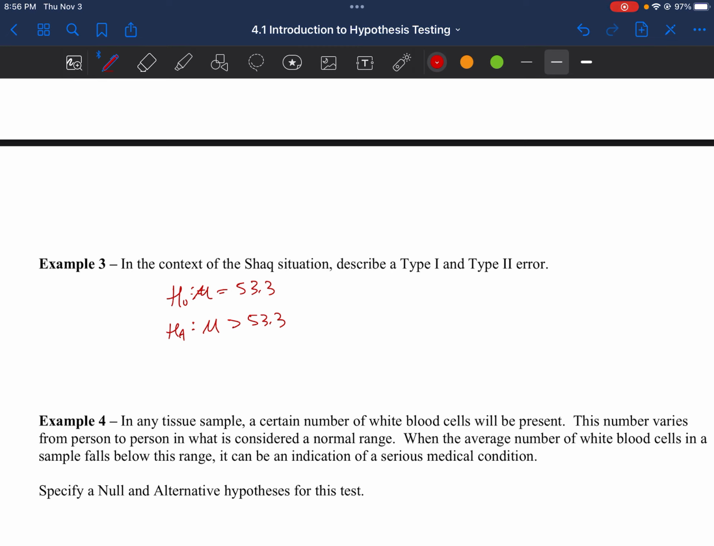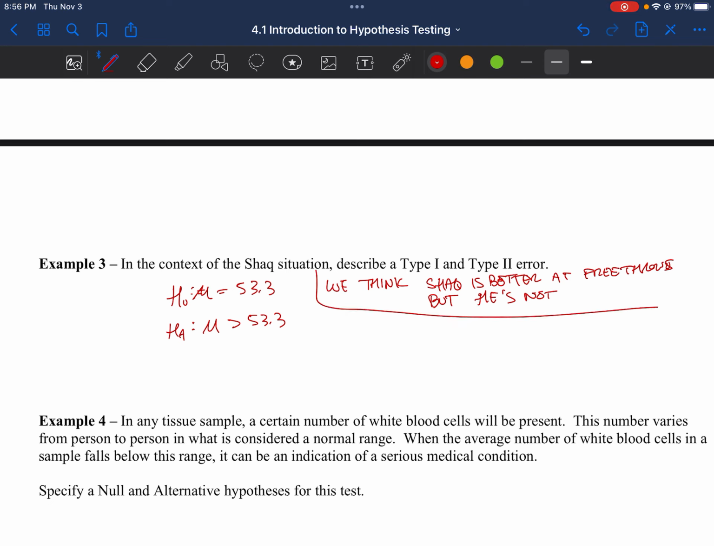So in this case, this doesn't really hurt anybody, but basically we think Shaq is better at free throws, but he's not. So what could possibly go wrong here? Well, the worst thing that happens is people pay him more money to go to their club, to go to a different team because his free throws are getting that much better. And then, you know what? They weren't actually better. So the worst case scenario is people throw away money, which happens every day anyway.